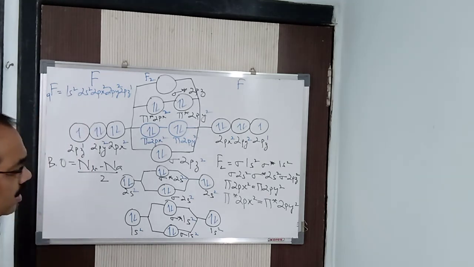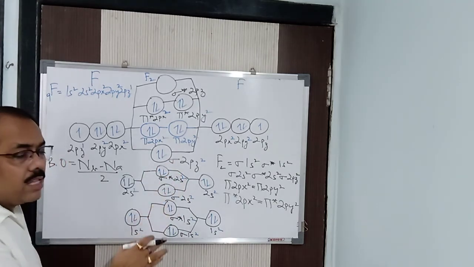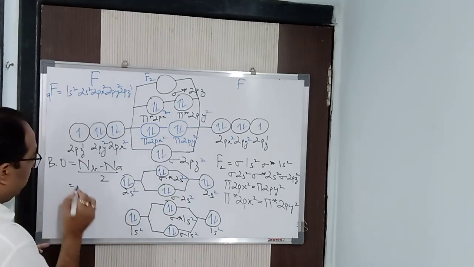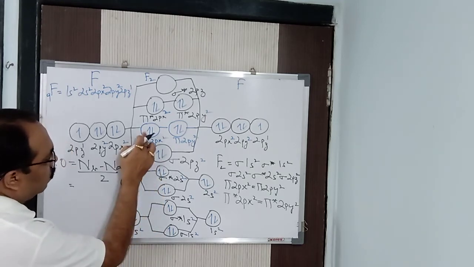Bonding means the one which does not have any star. This is bonding, this is bonding, this is bonding. Anti-bonding is the one which has a star. This is anti-bonding, this is anti-bonding. So we have to count the number of electrons. Count it: 2, then 2, 4, then 6, then 8, then 10.